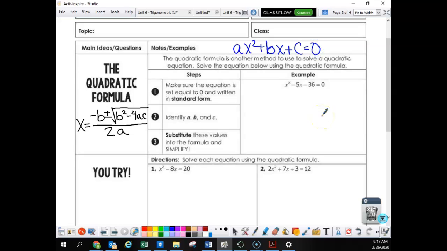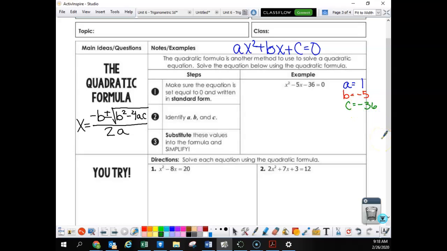So what I like to do is automatically label my variables off to the side. So here for this example, what is a equal to? No, so a is in front of the x squared. So what's in front of the x squared? There's actually an imaginary 1, right? So a is equal to 1. What about b? b is negative 5. And then c? Negative 36.